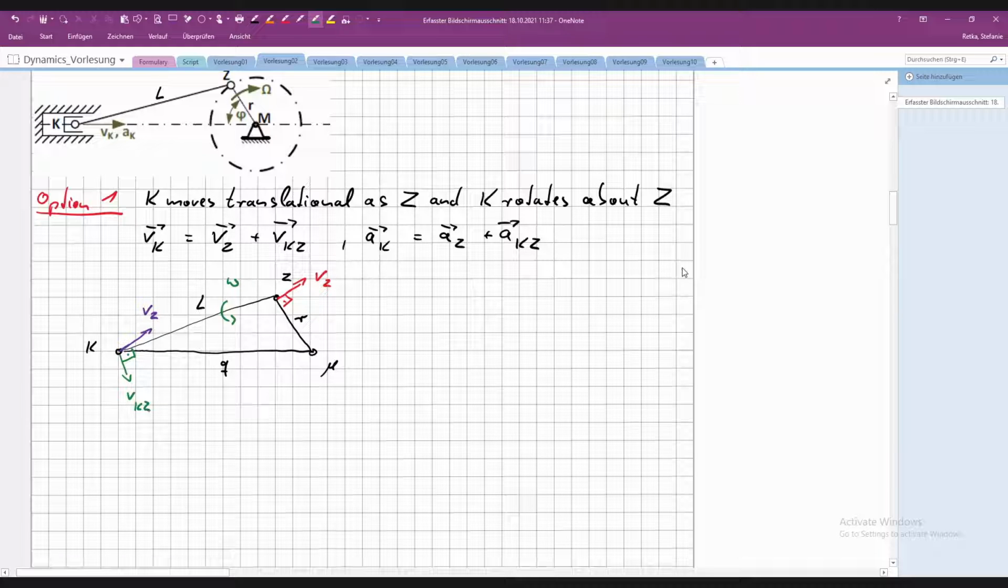And of course, we do know the direction of the absolute velocity of K. That has to be horizontal, like this. There's an angle given. Any questions so far?